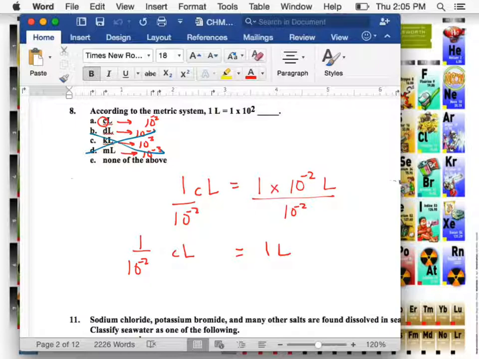For those of us that remembered the shortcut that we talked about briefly, what did the negative mean? Do the calculation in the opposite location of where it is located. So 10 to the second needs to happen in the numerator. Is that what's actually written up there? 1 times 10 to the second centiliters equals 1 liter.